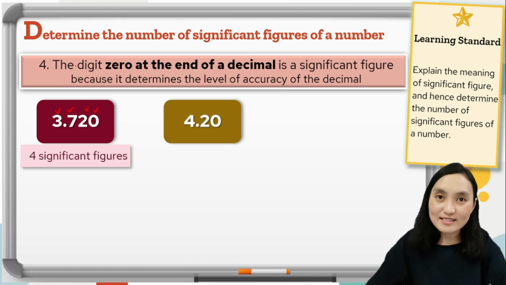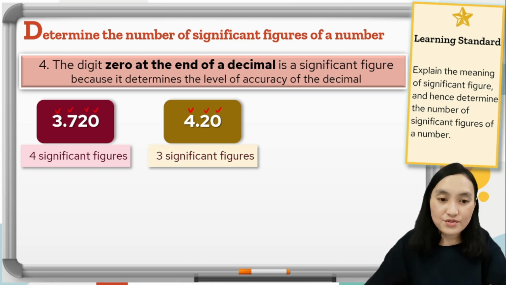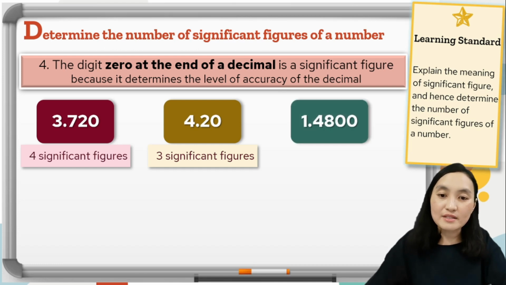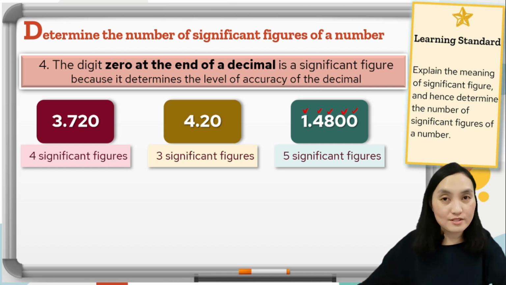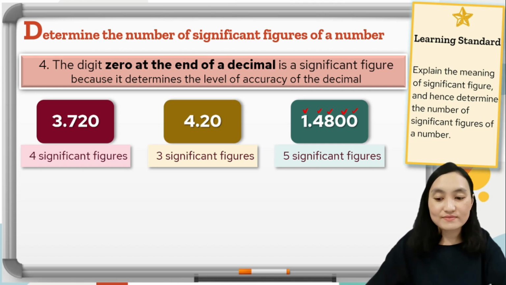4.20. How many significant figures are here? So 1, 2, and 3. There are 3 significant figures. Okay, look at this number. 1.4800. So it is 5 significant figures because 1, 2, 3. Even though this is 00, it is a significant figure, yeah? Because 0 at the end of the decimal is a significant figure.